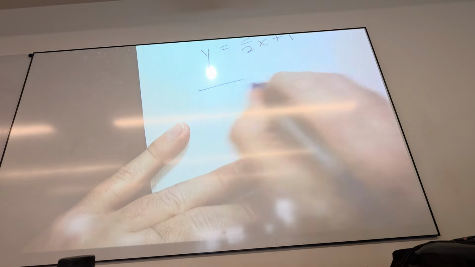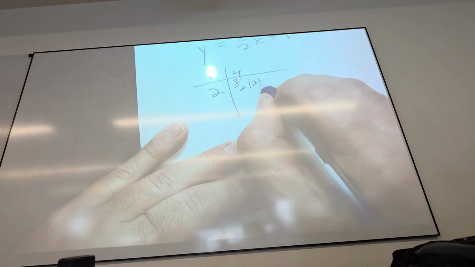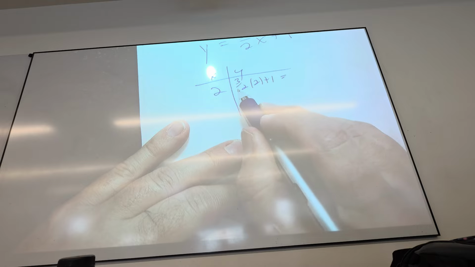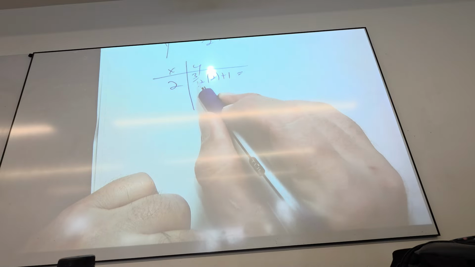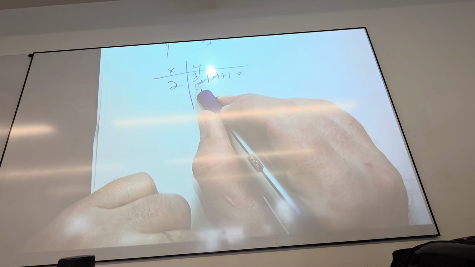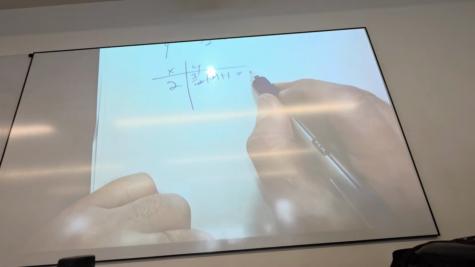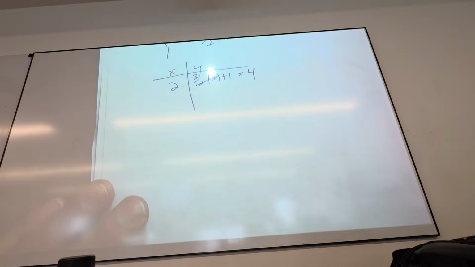What happens when I put a 2 in? What's 3 halves times 2 plus 1? What happens here? These guys cancel. Yes, that's why we picked it. And what's 3 plus 1? 4. Or 6 over 2 is 3 plus 1 is 4, either way.